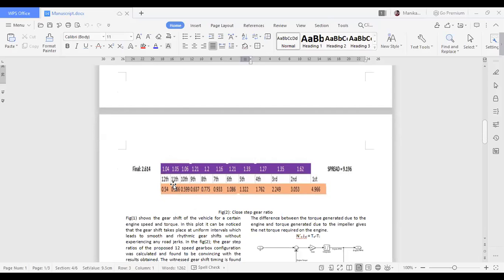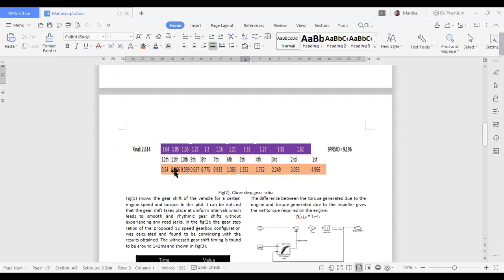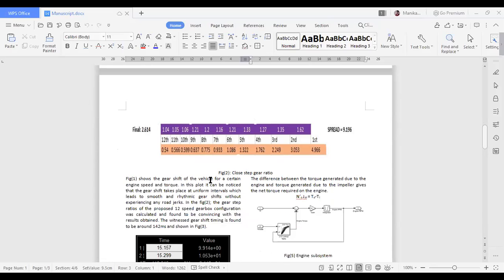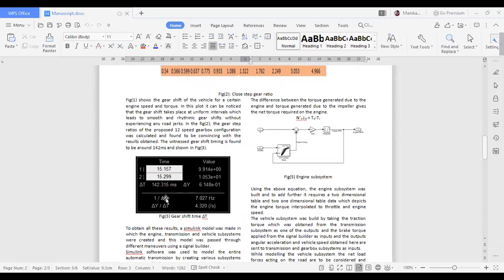If we observe it closely, the gears are having a larger step at the beginning, that is at the lower gears, and they are having very close step ratios when they are going to the higher gears. So this resembles that when the vehicle is moving at higher gears, the shift intervals are nearly closer.